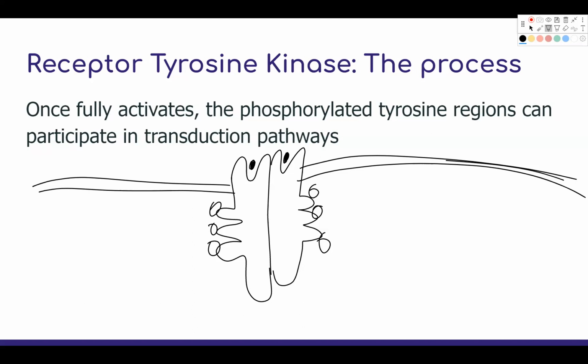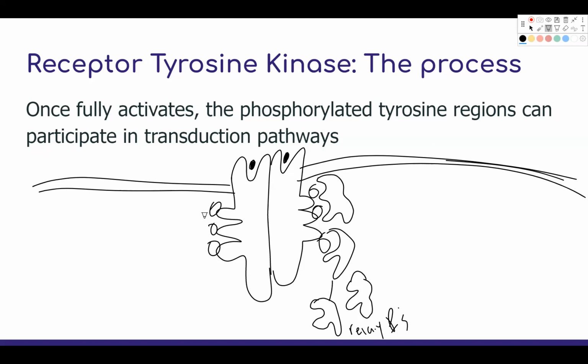What happens is that relay proteins, I'm just going to make those kind of wonky shapes. These are relay proteins. They are going to bind to our activated tyrosine regions, and then they are going to give off our cellular responses.